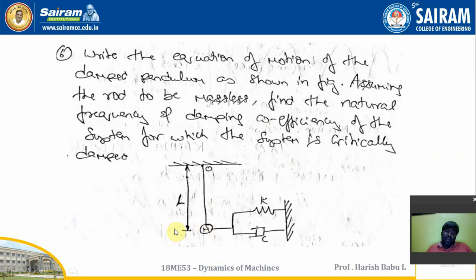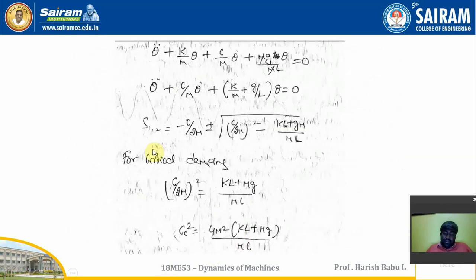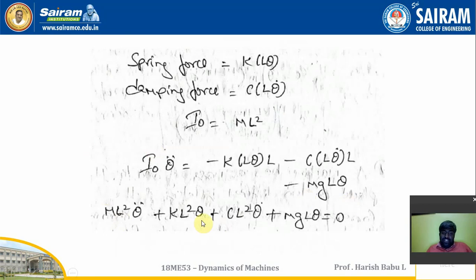So when the mass is on the left, gravitation will be acting downwards, which also tries to pull the mass to the equilibrium position. So that also will be a negative condition, that is the anti-clockwise direction. So that also I want to consider as minus mgl into theta. By substituting all the values, I want to get the equation like this.